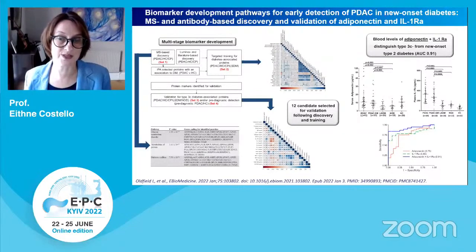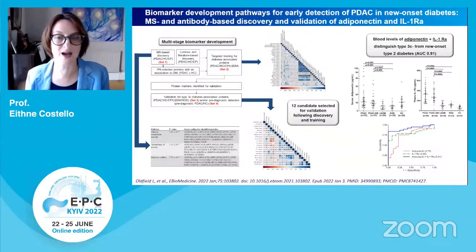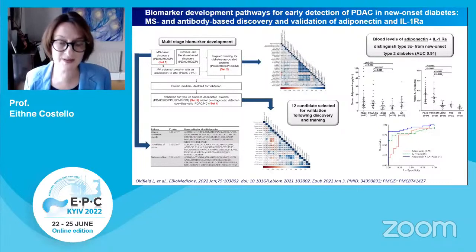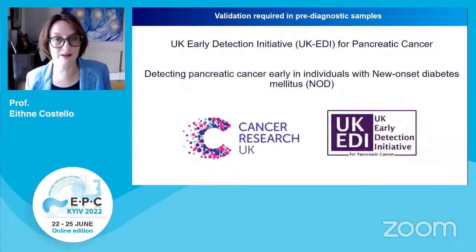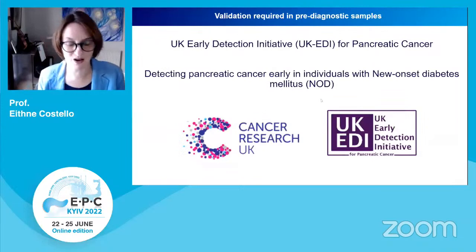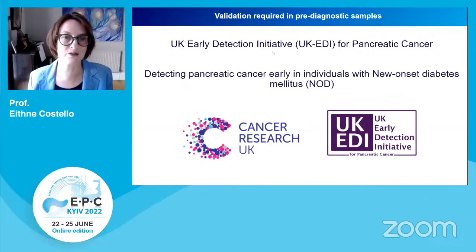Our work was undertaken with samples from cancer patients who had already received their diagnosis of cancer. So how do we take such markers that are promising and ask what their performance would be in the months and years leading up to the diagnosis of pancreatic cancer? For this, we need cohort studies of very well-defined individuals in terms of their diabetes status prior to the diagnosis of pancreatic cancer.